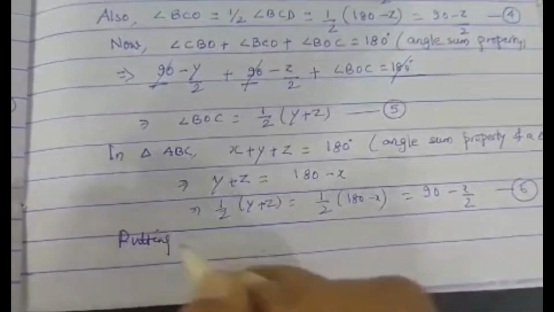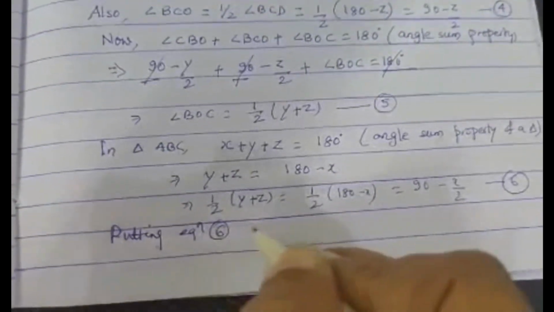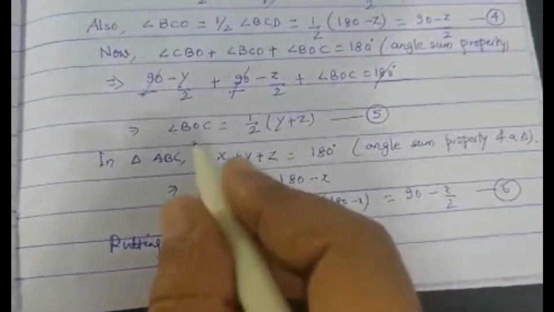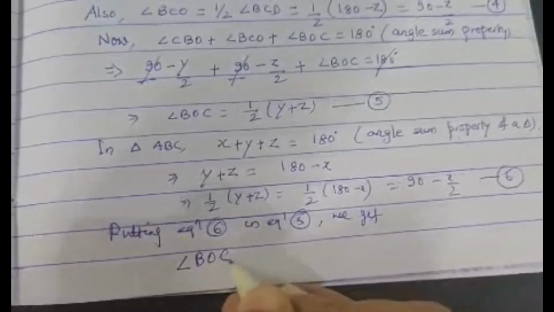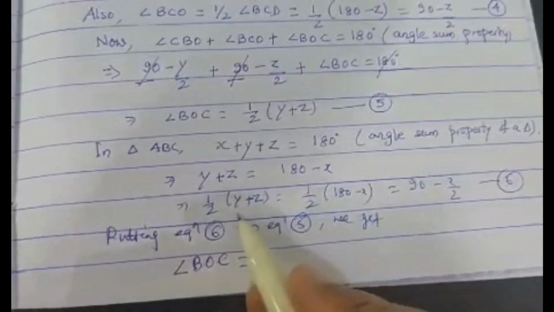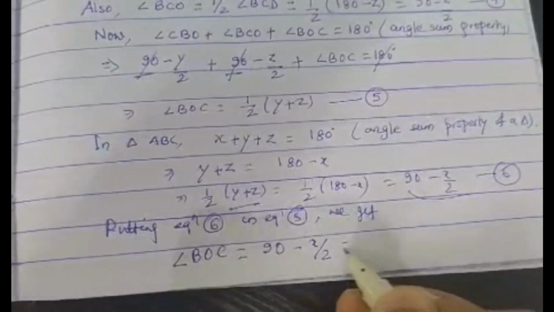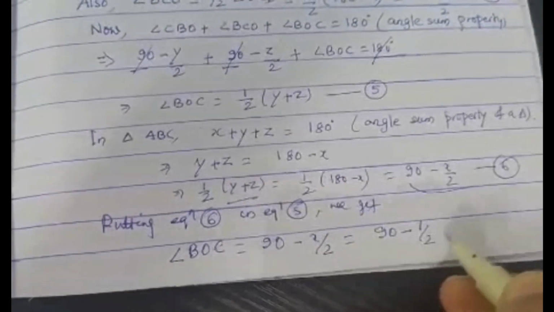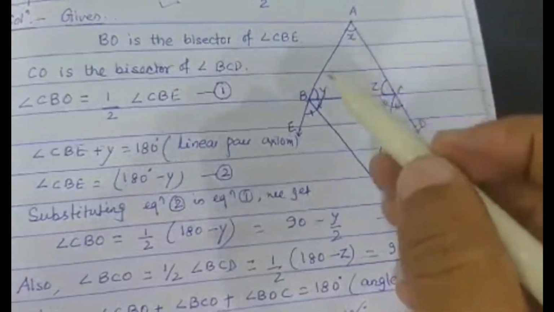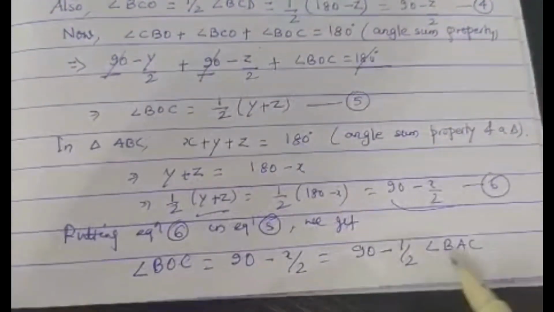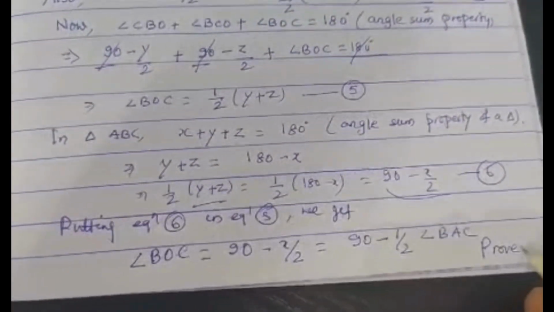Now this 6 we will put in equation 5. Putting equation 6 in equation 5, we get, what we get? Angle BOC is equal to half of y plus z, and half of y plus z we have calculated, 90 minus x by 2, that is equal to 90 minus half of angle BAC, because this BAC is x by 2 means half of angle BAC, and this is what we had to prove, angle BOC equal to 90 minus half of angle BAC. So angle BOC equal to 90 minus half of angle BAC, this is proved.